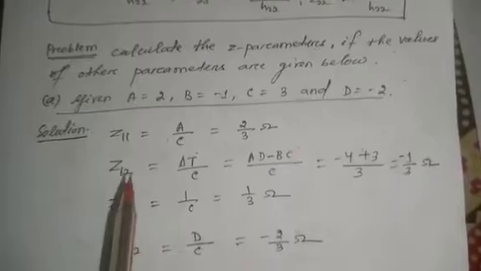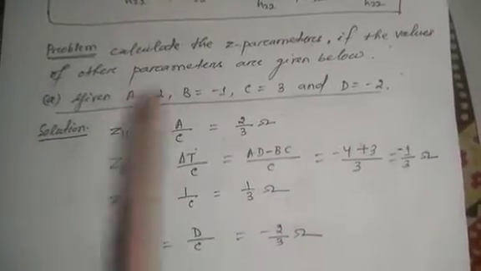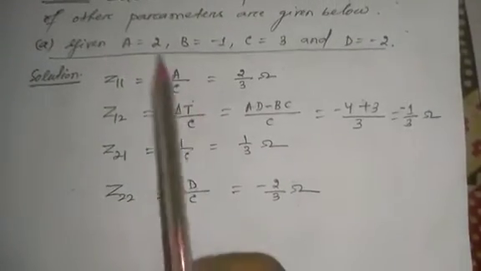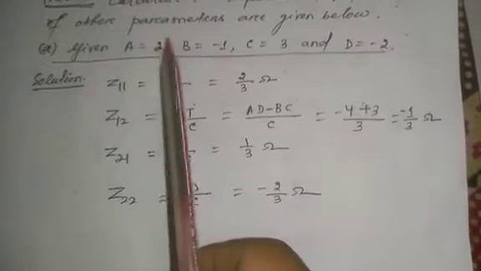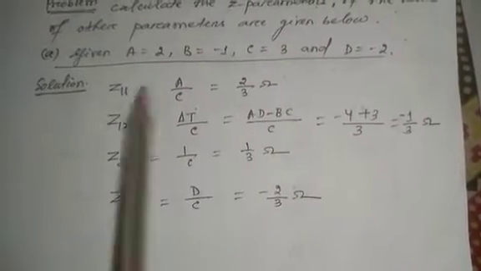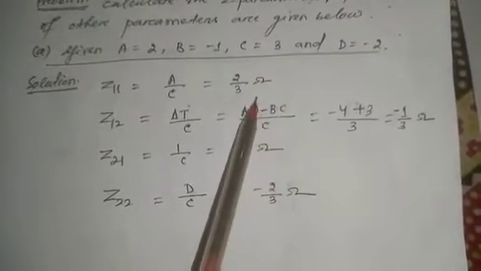We already discussed the z parameter in terms of the ABCD parameters. Then what is the formula for z11? A by C. You directly put the values: A is equal to 2, C is equal to 3. You get an impedance value, that's why the unit is ohm. So z11 is equal to 2 by 3 ohm.